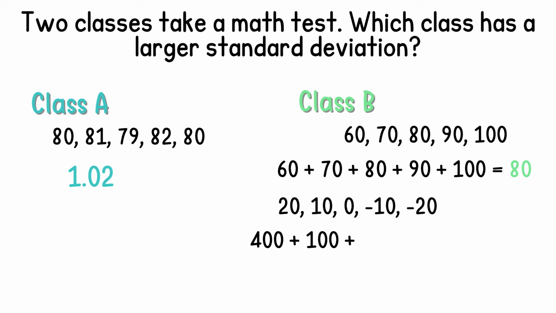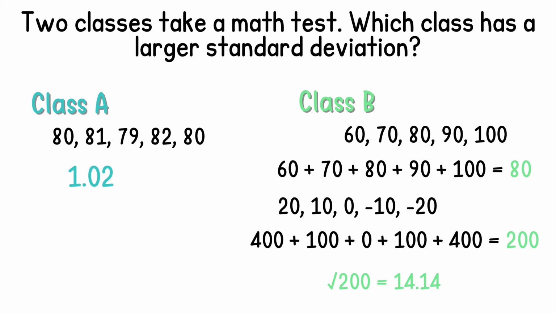Now we need to find the mean, so we'll add these numbers up, which gives us a total of 1,000. Dividing 1,000 by the 5 scores gives us a mean of 200. Taking the square root of 200 gives us a standard deviation of 14.14. So now we can see that Class B has a higher standard deviation, and this makes sense because Class B's data is a lot more spread out than Class A.